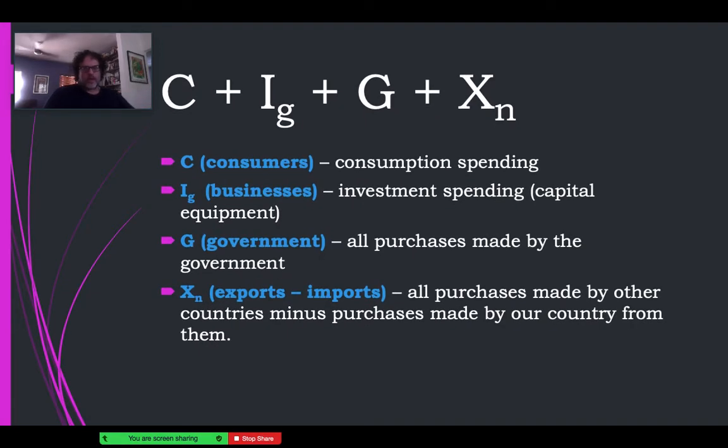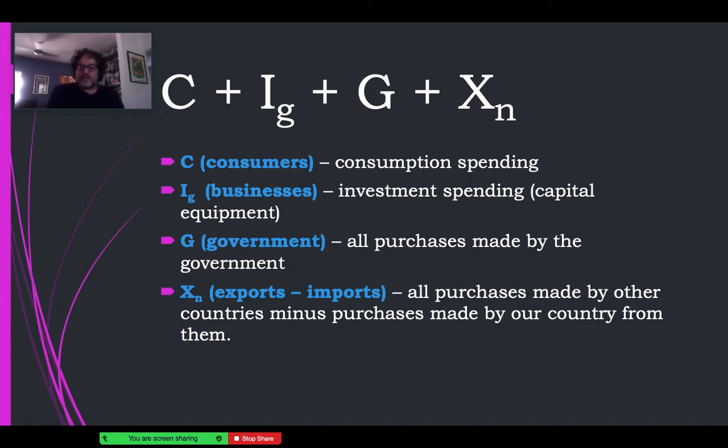So here we go, SIGEX. We add up all of these things, and this will give us a country's GDP. The C is spending by consumers. 75% or so, 70% or so of our GDP is consumption spending. It's done by consumers. That's another great reason to put money in the hands of the consumers because they're the ones that drive our GDP. Investment, I sub G means gross private domestic investment.